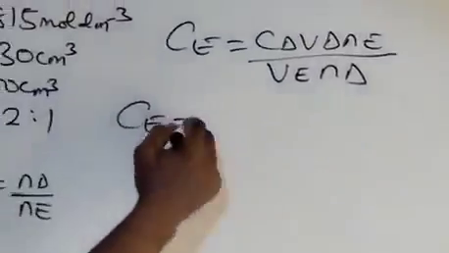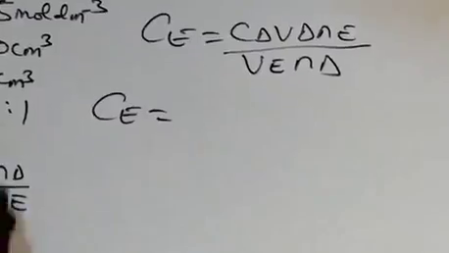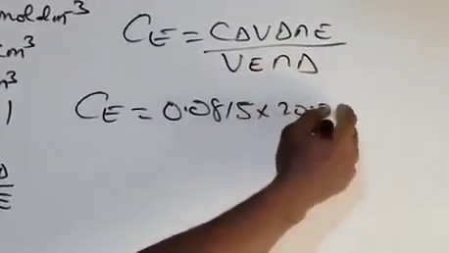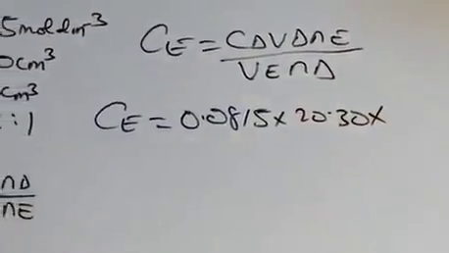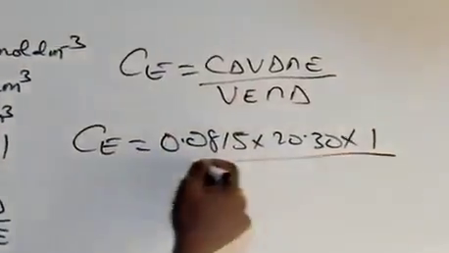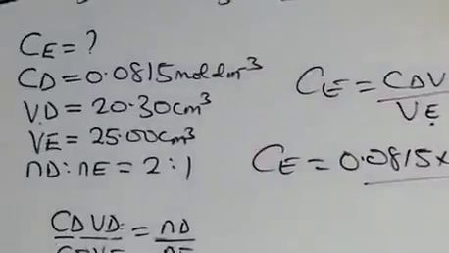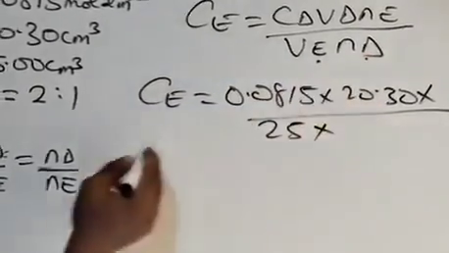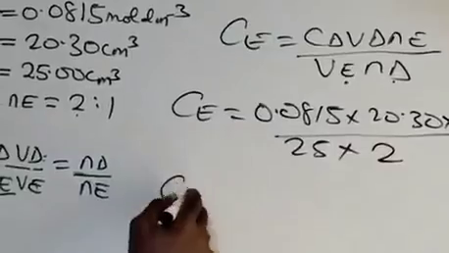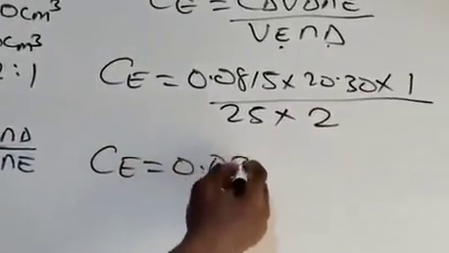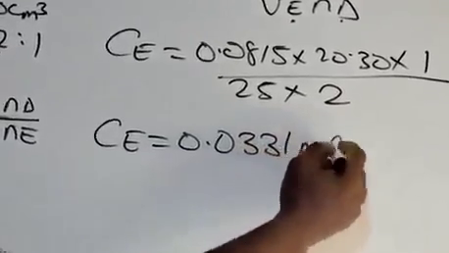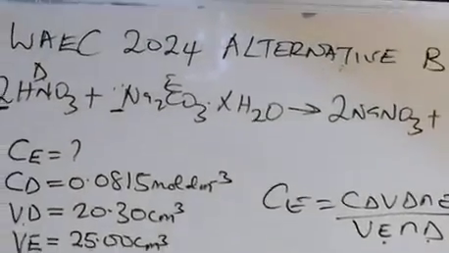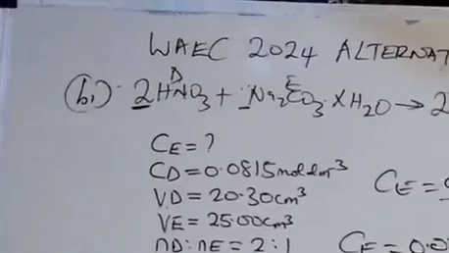Make a substitution. Our CE becomes: the value of your CD, 0.0815; our VD, the average titre, 20.30; our NE, the mole ratio of the alkali, is 1; then our VE, the volume of the pipette, 25; then our ND, the mole ratio of the acid, that is 2. When we solve this, our answer is going to be 0.0331 mole per dm³. So you can compare the answer in the two similar questions. Take a minute to go through this work as we go to the next question.